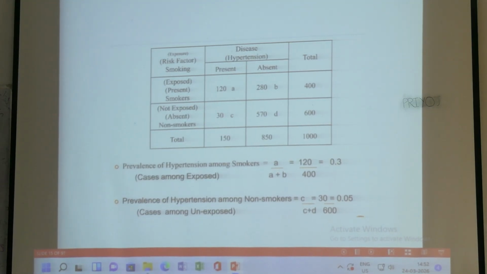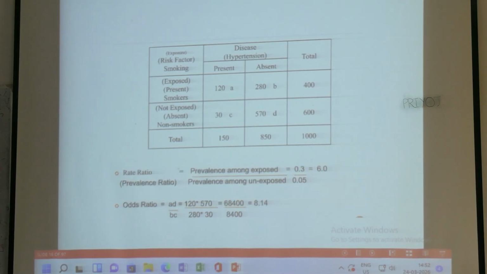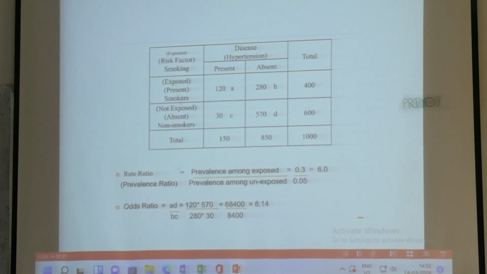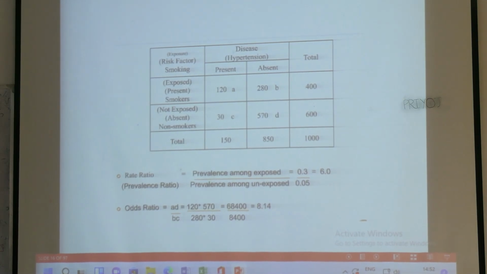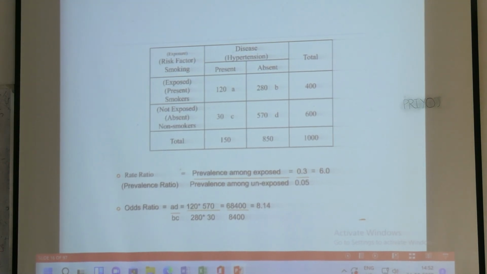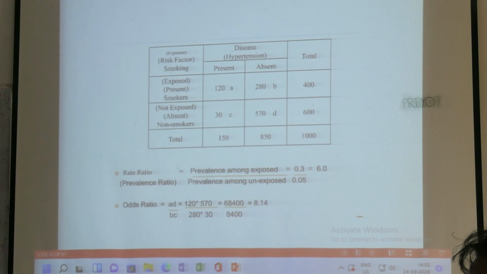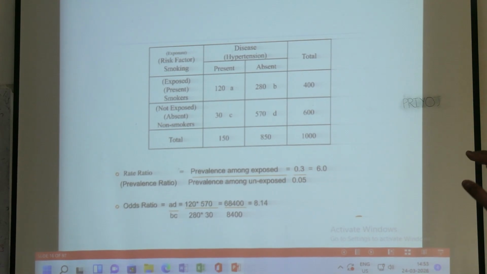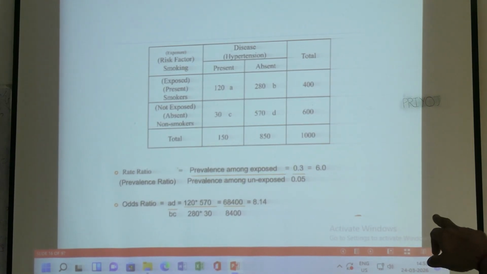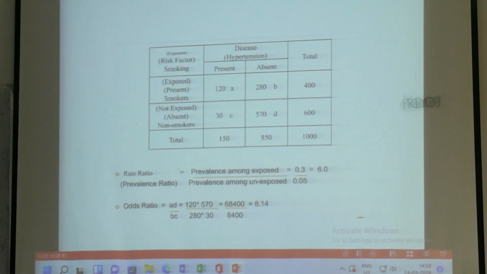That I understand, but how? So then we divide those two. 0.3 is divided by 0.05. It comes to 6. That's called the ratio. And then we have also something called the odds ratio. Odds ratio is basically AD multiplied by BC. Okay, AD multiplied by BC, that comes to 8.14.